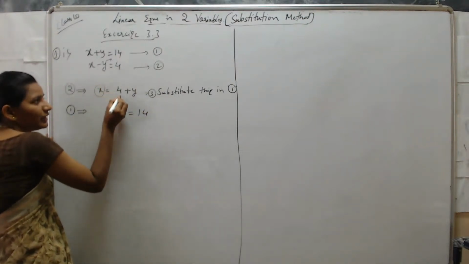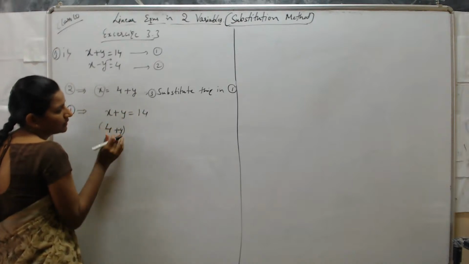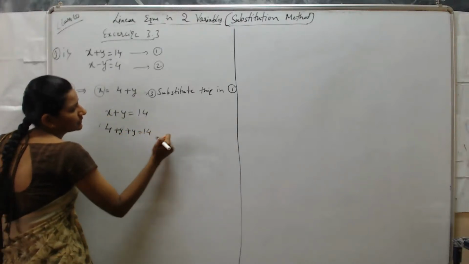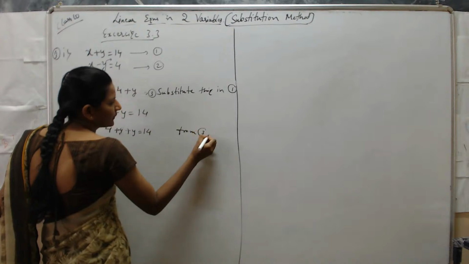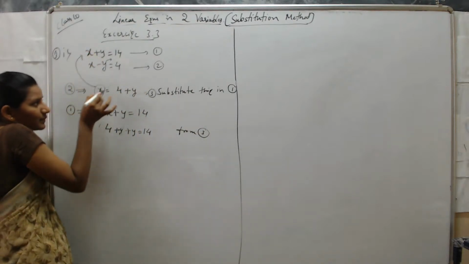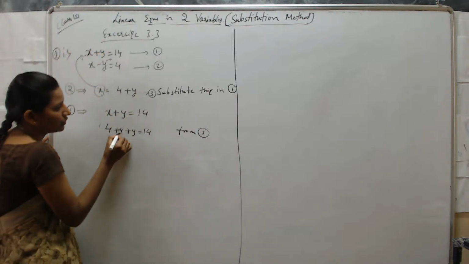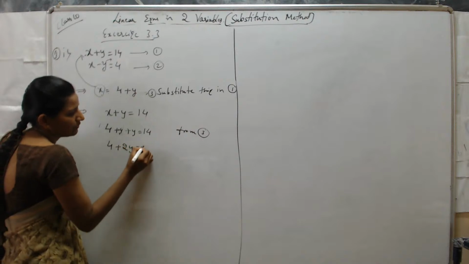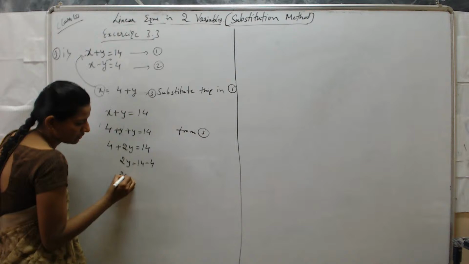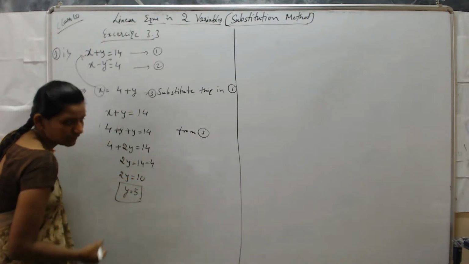We know what is the x value? 4 plus y. Substitute here. 4 plus y, no need of brackets, and plus y is equal to 14. This is equation 3. What I am doing here is substituting this x value in equation 1. Now, y plus y is 2y, which is equal to 14 minus 4. 2y is equal to 10. Y is equal to 5.